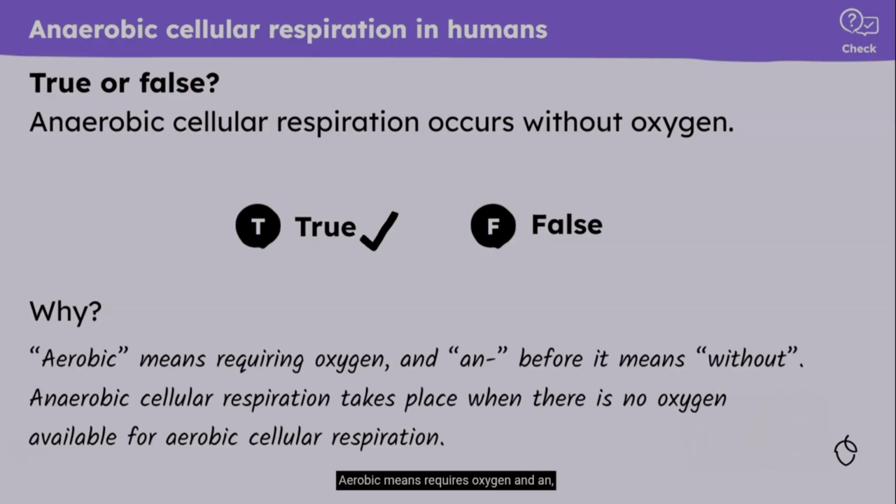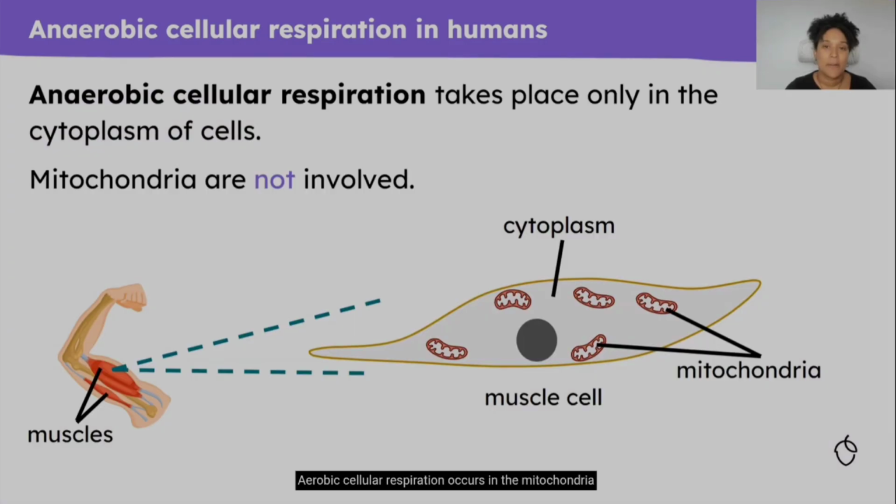Aerobic means requires oxygen, and the prefix an before aerobic means without. Anaerobic cellular respiration takes place when there is no oxygen available for aerobic cellular respiration. Great job if you got that right. Aerobic cellular respiration occurs in the mitochondria of cells, but anaerobic cellular respiration takes place only in the cytoplasm of cells, and the mitochondria are not involved at all.